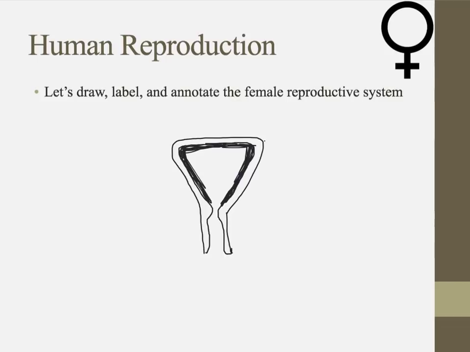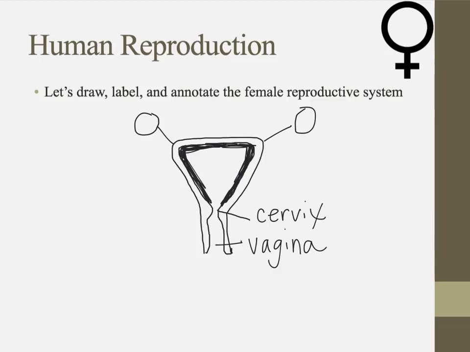Coming off the uterus are 2 ovaries. And that's about it for the female reproductive system. All right, so let's go through and label. So we have the vagina. Again, leave room for annotations. This narrowing is called the cervix. Then we have the muscular wall of the uterus.